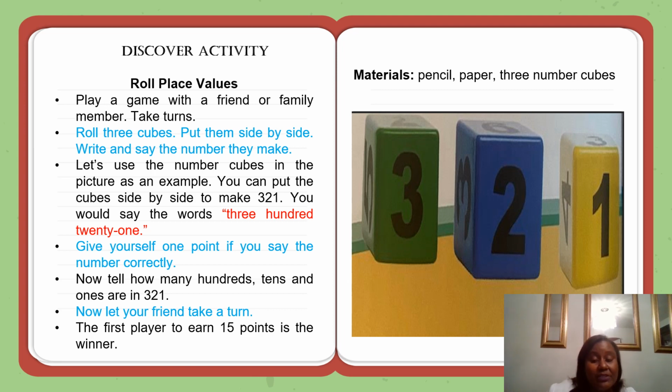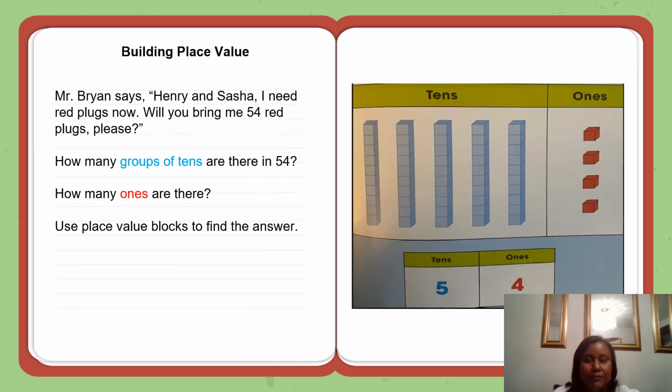How many hundreds? 3 hundreds. Good job. How many tens, boys and girls? 2 tens. Awesome. How many ones? 1. That's right. Now, let your friend take a turn. The first player to earn 15 points is the winner.